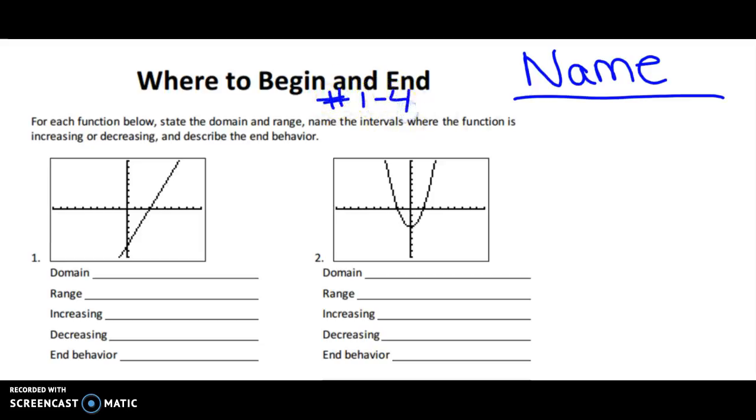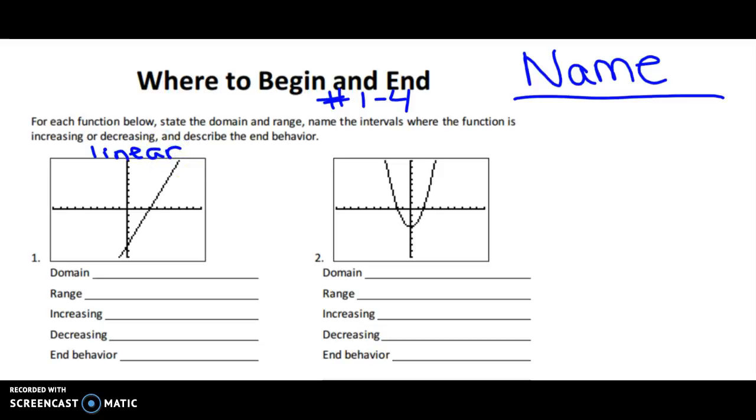All right, so we'll do number 1 together. For each function below, state the domain, range, name the intervals where the function, blah, blah, blah. Okay, so looking at this, you don't even have to graph it. If you want good practice, you could name the type of function this is. This makes a line, so it's linear. If you want to practice doing that, naming the type of function.